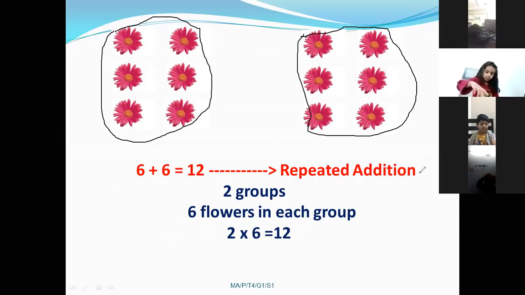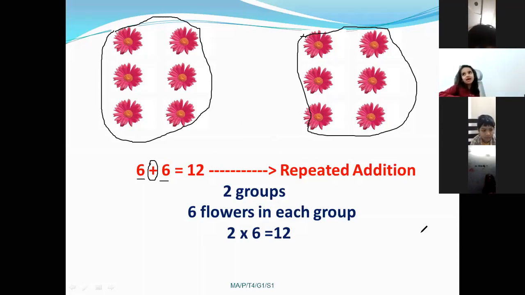Fine. Now, if I want to write it in repeated addition form, we will repeat the number of objects in one group. So in one group here, we have 6 flowers. So we will repeat the number 6. In the first group, how many flowers are there? 6 flowers. So we will write 6. After that, we will put the plus sign as we are writing it in repeated addition form. And in the second group, again, how many flowers are there? 6 flowers. Again, we will write 6, equal to.